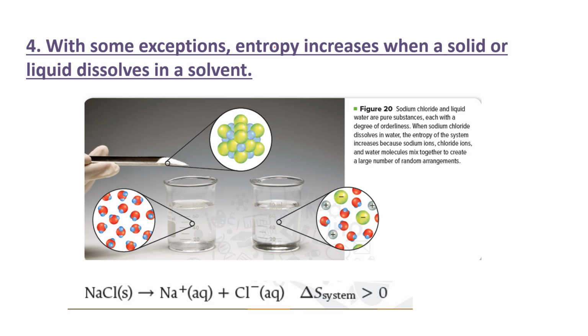With some exceptions, entropy increases when a solid or liquid dissolves in a solvent. Okay? So the delta S is going to be greater than 0. When we dissolve a solid, so for example, a solid goes into aqueous or a liquid goes into aqueous, هذه عليها بعض الاستثناءات بعض المرات, but usually the delta S will increase.